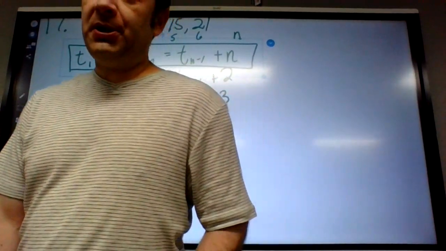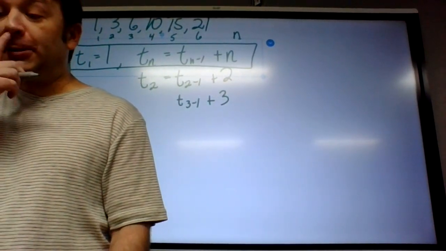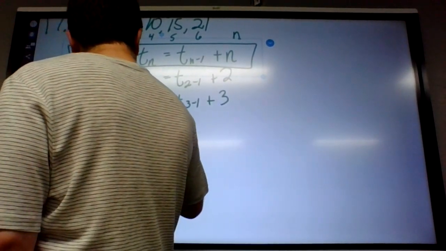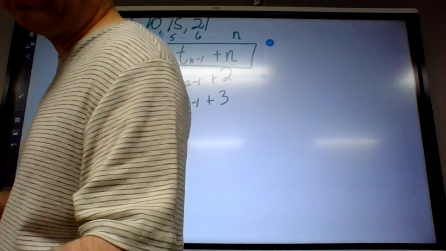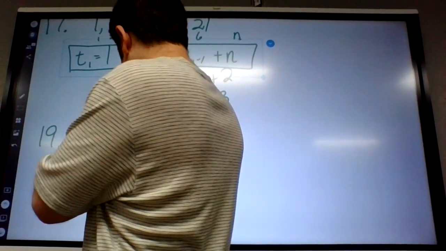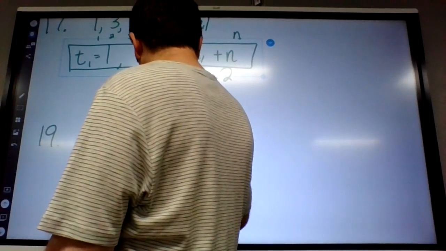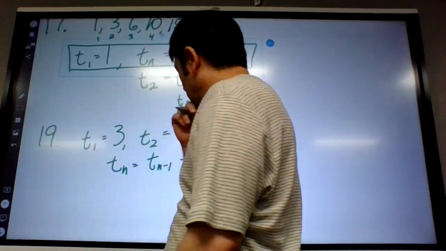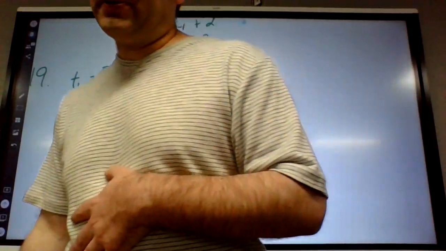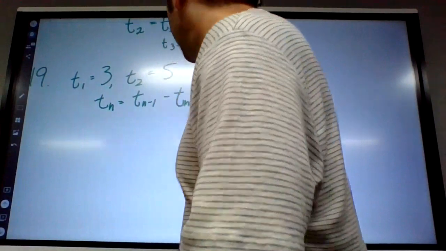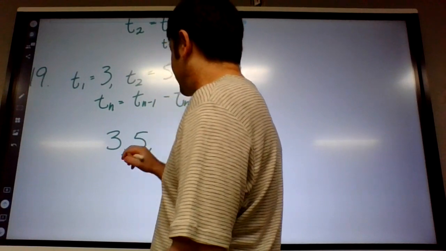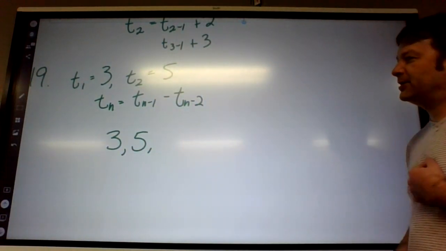All right, 19, give the first 8 terms of the sequence defined recursively by t sub 1 is 3, t sub 2 is 5. Okay, good. Starts kind of normal. Let me write this down real quick. Okay, it says give the first 8. So we're starting with 3 and 5. Those were given to us.